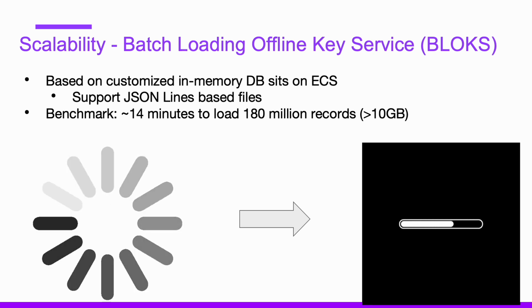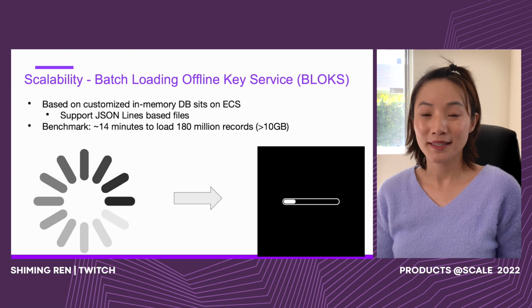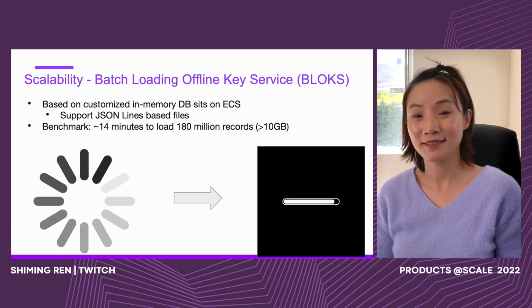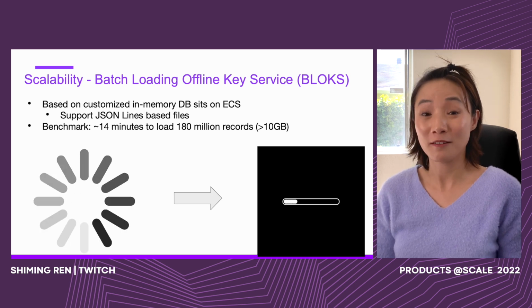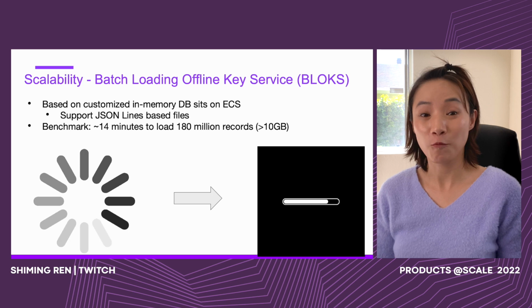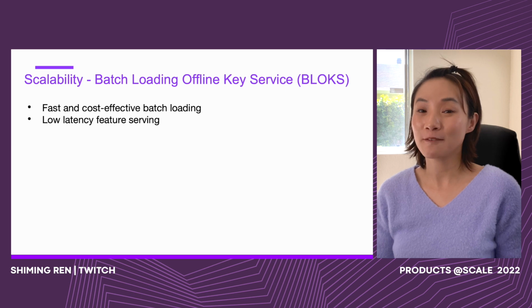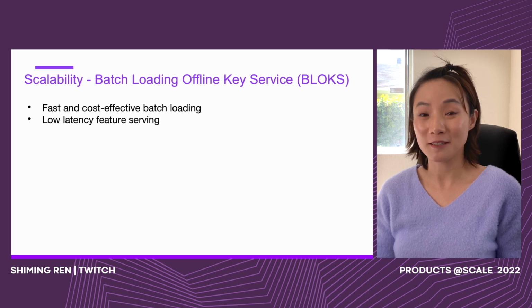In order to solve this problem, we developed a special storage backend for handling these needs behind the feature store. It is our batch loading offline key service, and we call it Blocks internally. Blocks is a memory database hosted on ECS, supporting JSON line-spaced files. It could load around 180 million records in about 40 minutes with much lower cost. Blocks is fast and cost-effective in batch loading, but also provides very low latency feature serving to satisfy Twitch real-time machine learning needs.